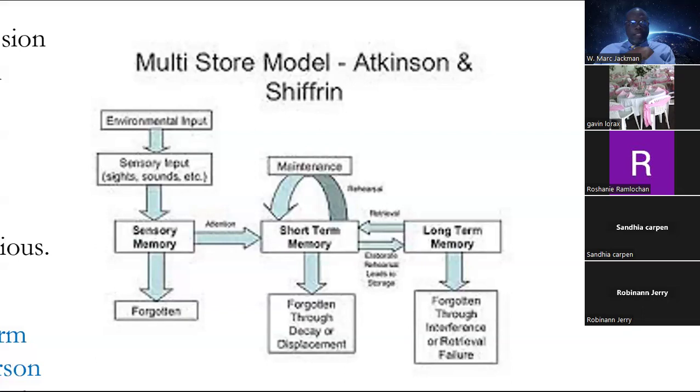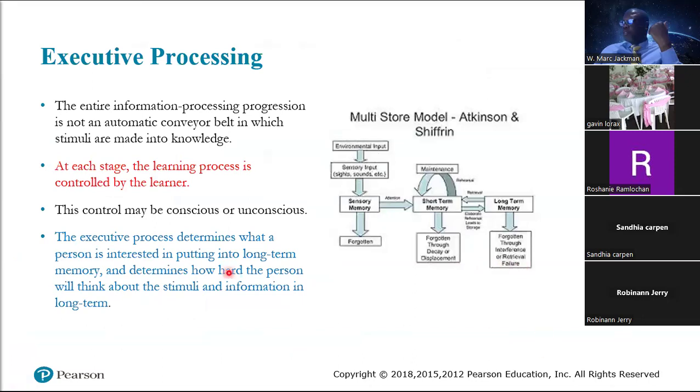What you find happening is that what I said at the beginning of this first lecture would be replaced by what I'm saying now. So you have displacement taking place. And of course, encoding and retrieval, so that it will go into long-term memory. Sometimes you might forget things in long-term memory through interference or through retrieval failure.